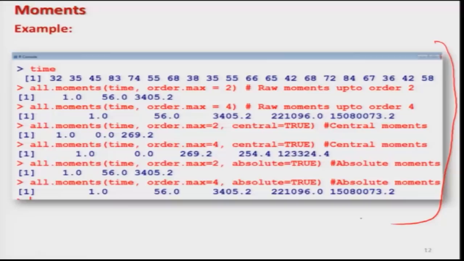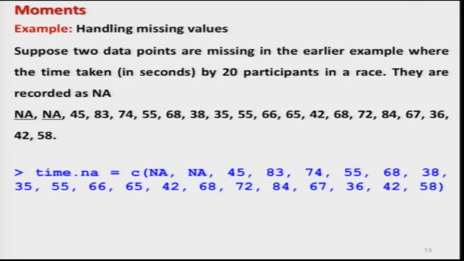After this, I will show you the use of the last option, when we have some missing values. So, I will take the same data set in which the first 2 values have been removed and substituted with NA. This data vector has been stored here as time.NA.